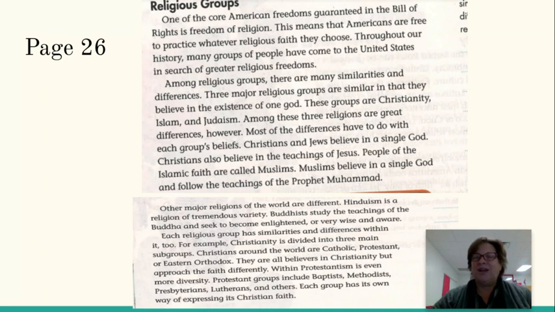So you find in these pages that Americans come from all over. We all have different beliefs, different religions, but we're all Americans. We all believe in freedom and equality, and that's one of the great things about America.